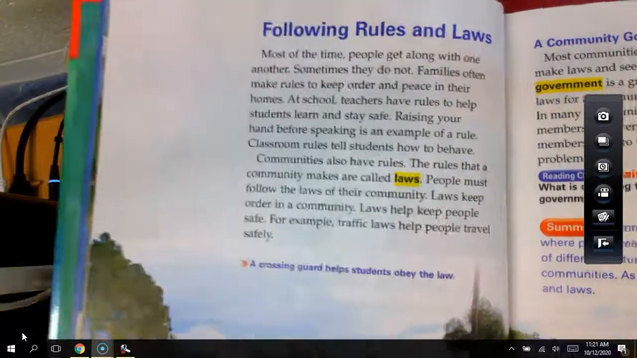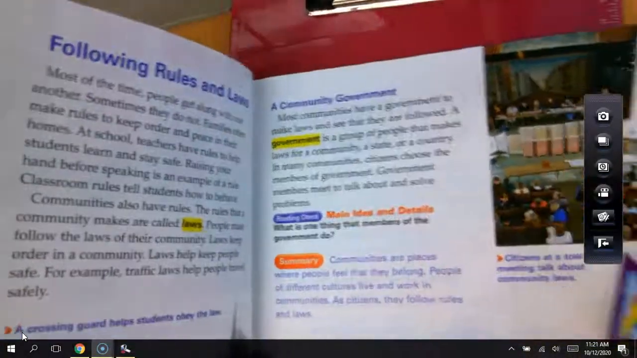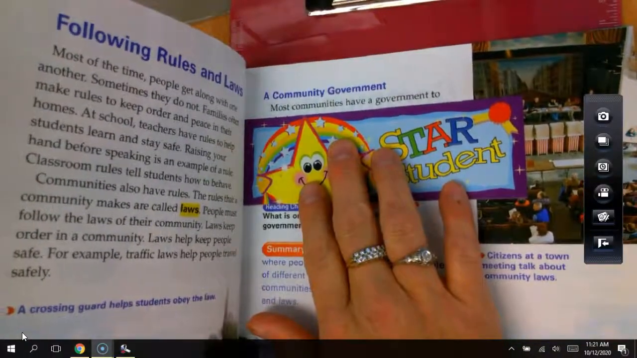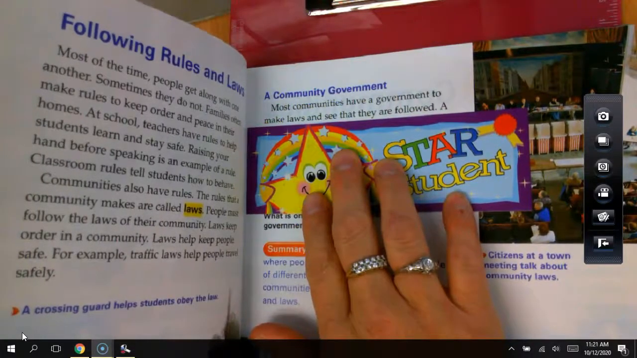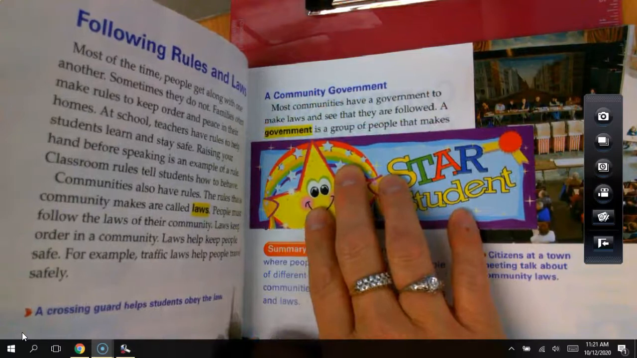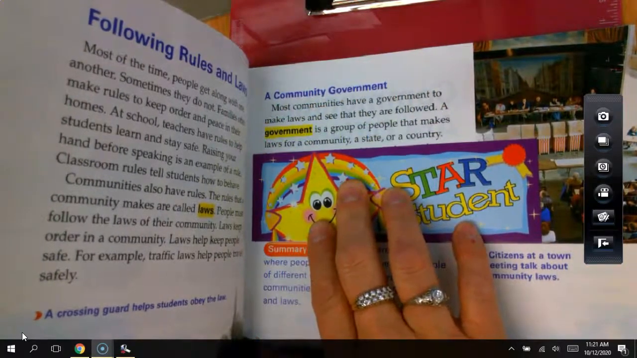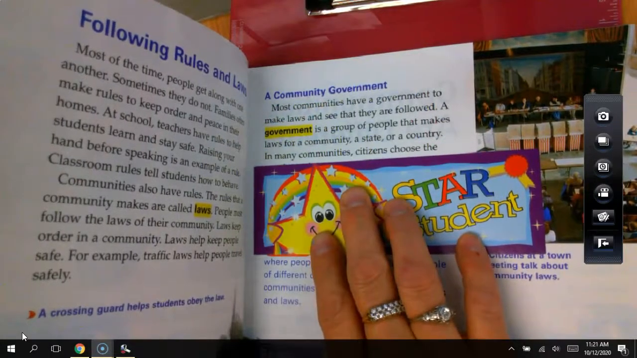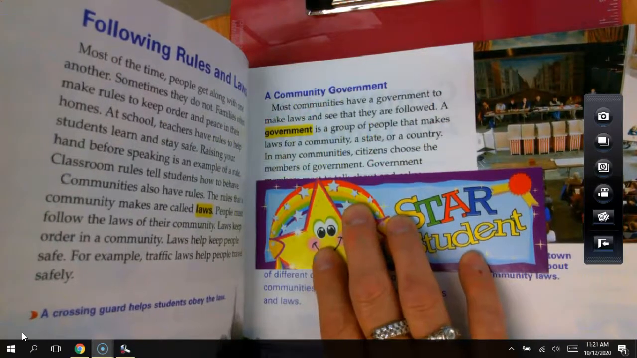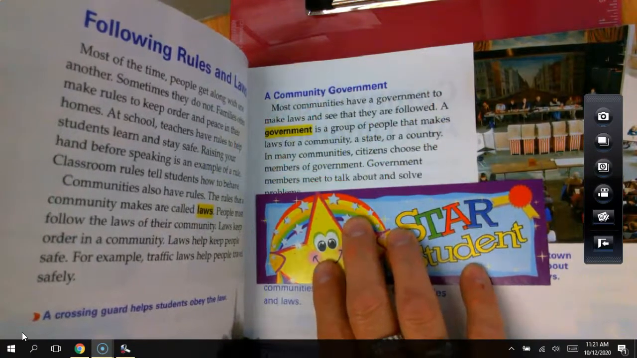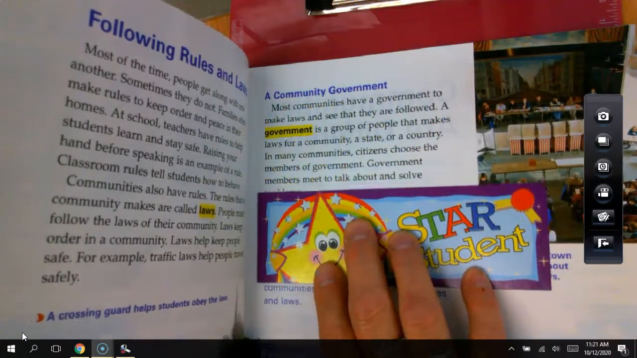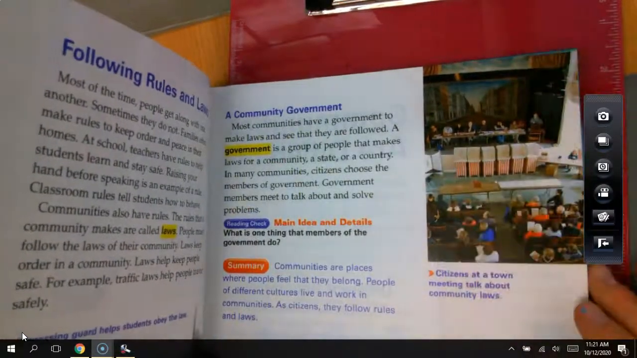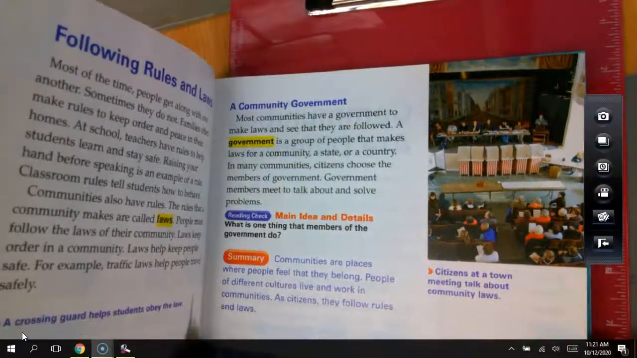Let's look at page 19, boys and girls. Page 19 is community government. Most communities have a government to make laws and see that they are followed. A government is a group of people that makes laws for a community, a state, or a country. In many communities, citizens choose the members of government. Government members meet to talk about and solve problems. Boys and girls, if you look over here, you can see citizens at a town meeting talk about community laws.